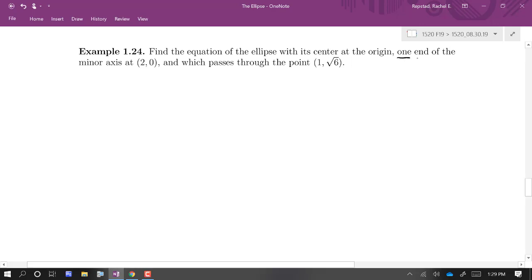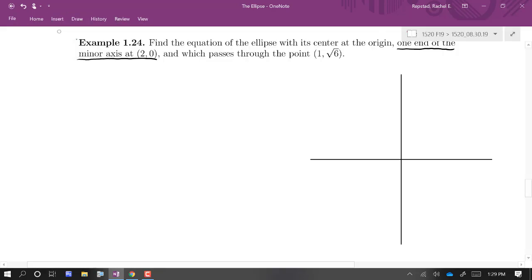When they tell us that one end of the minor axis is at (2, 0), it's going to be oriented vertically, because the end of the minor is on the x-axis. Yep. And then they say it goes through the point (1, root 6). Root 6 is 2 point something. So maybe that's a point on the ellipse. There's my sketch. Perfect.